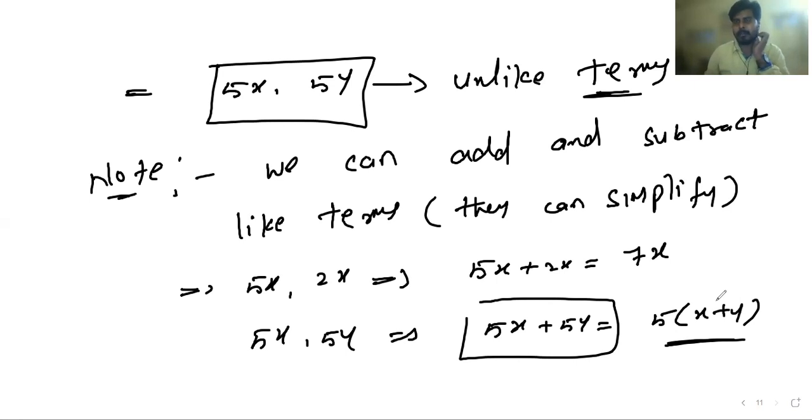But we can multiply and divide any like terms and unlike terms. We can take the multiplication operation and division operation between any like terms or unlike terms. Okay. Any doubts up to here? Right. Now let us see.